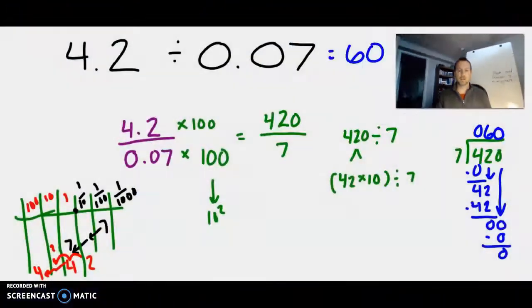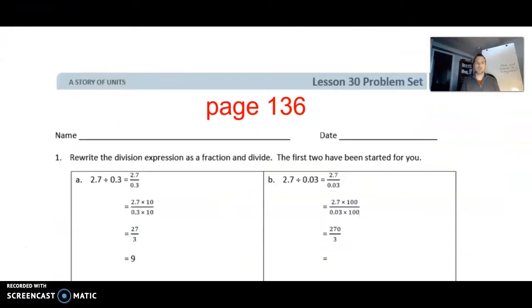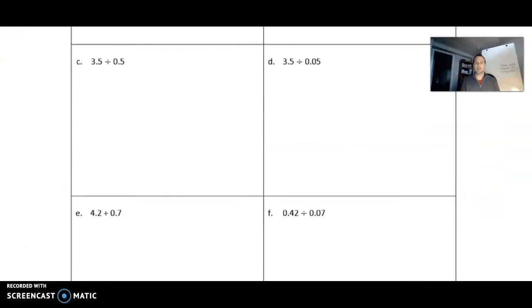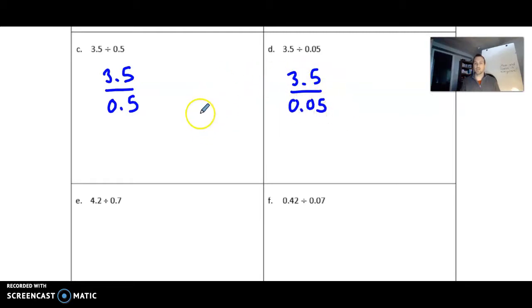All right. So as we wrap up, we have just another minute or two. We can certainly move on to that problem set, 136. Now, I wanted to do those extras because these problems are actually very similar. If we have 3 and 5 tenths, we're going to divide it by 5 tenths. Over here, we still have 3 and 5 tenths, but we're dividing it by 5 hundredths. Very similar, except for the fact that in order to get this out, we have to multiply by 10.